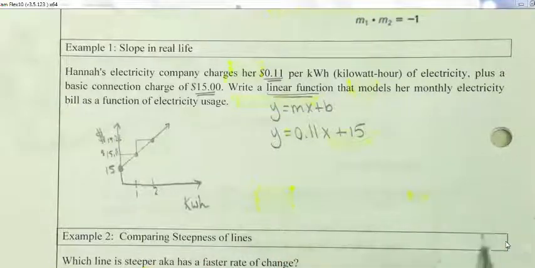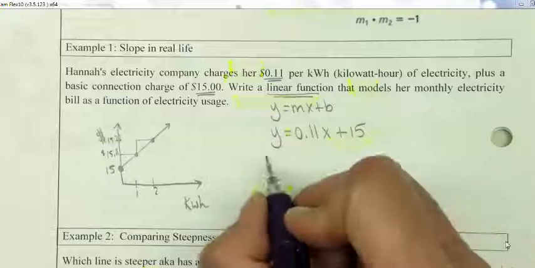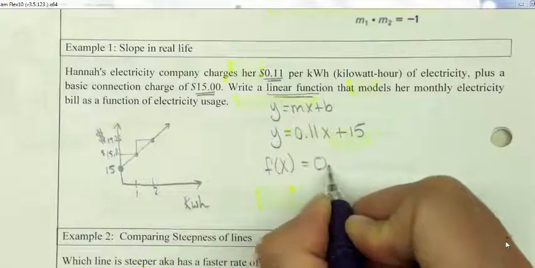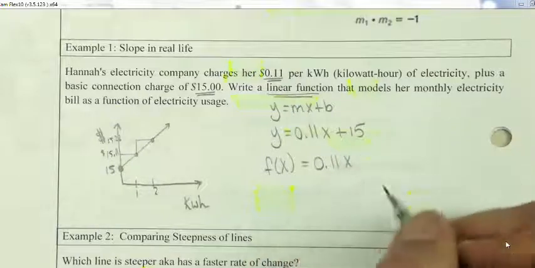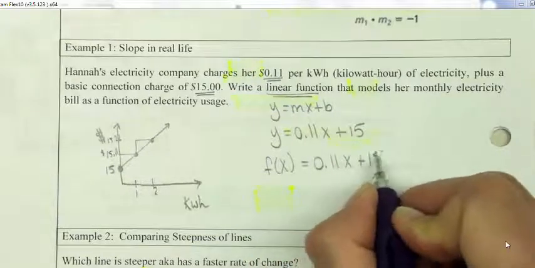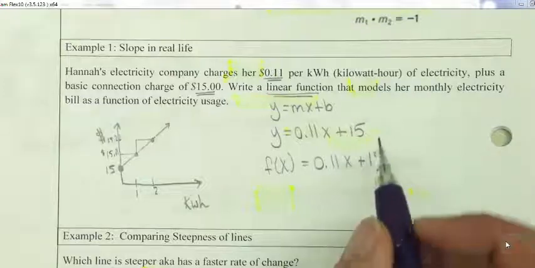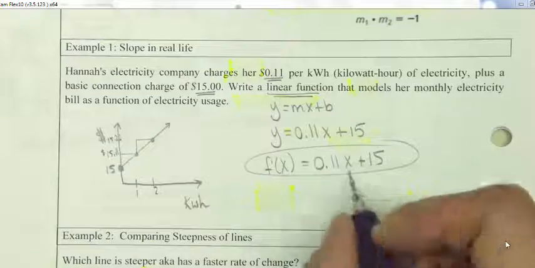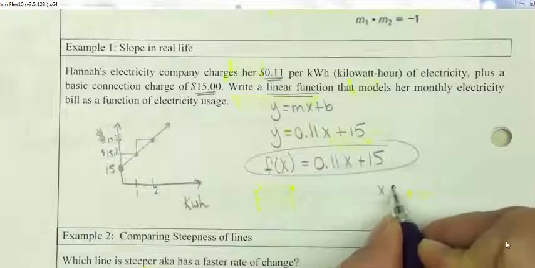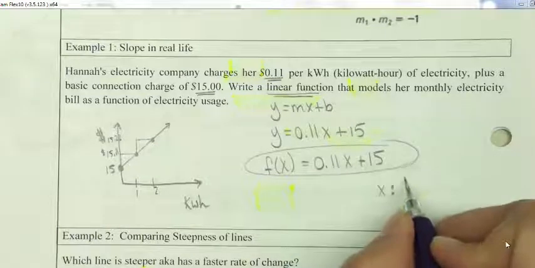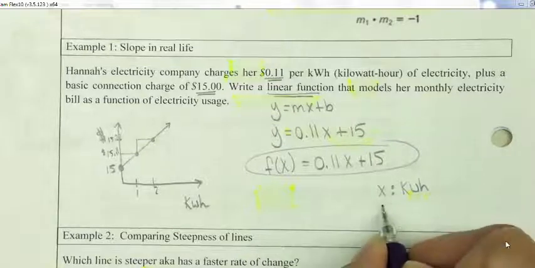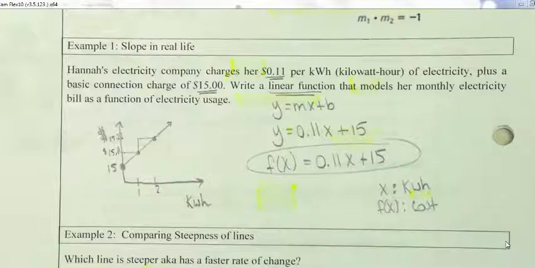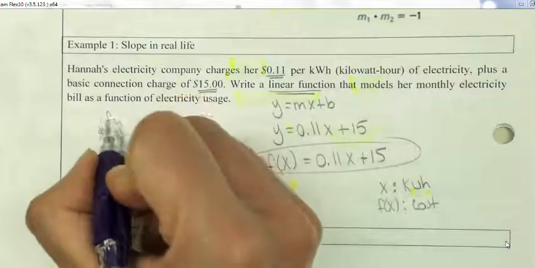So maybe I can write this as a function of x instead. I'll call this f of x is equal to 0.11x plus 15. Okay, so there's my linear equation. And basically I should probably say that x is going to be my kilowatt hours, and f of x is going to be my total cost. So this would be my x-axis, this would be my f of x.